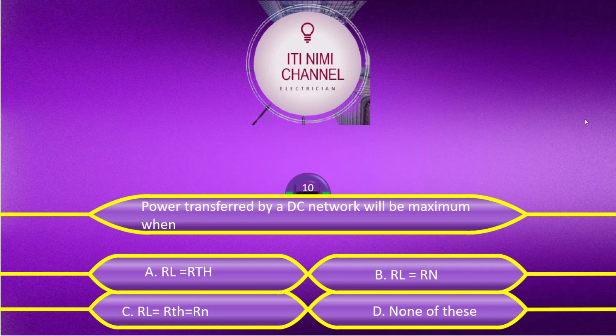Power transferred by a DC network will be maximum when RL equals RTH, RL equals RN, RL equals RTH equals RN. Option D, none of these. The answer is RL equals RTH equals RN.